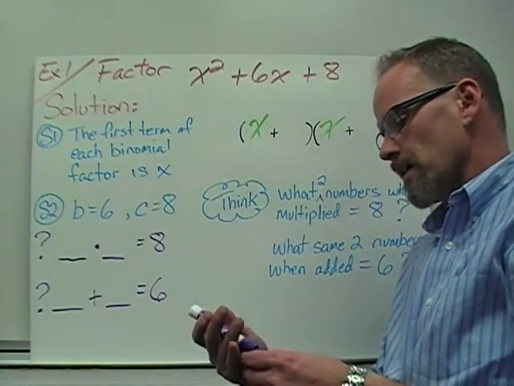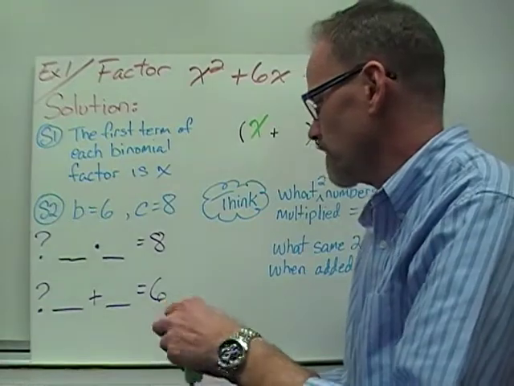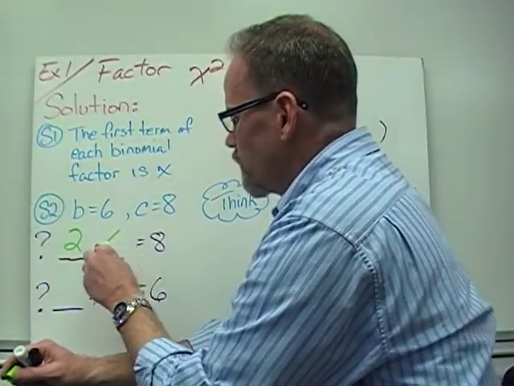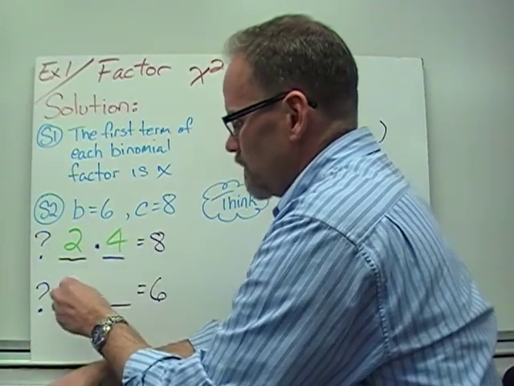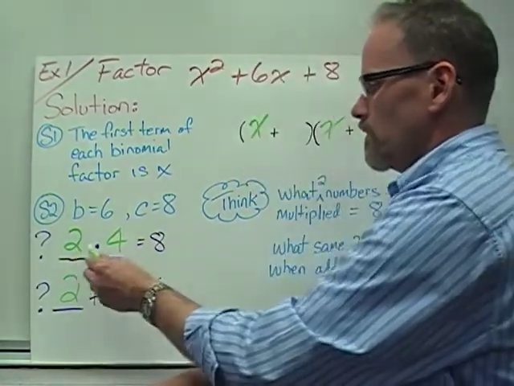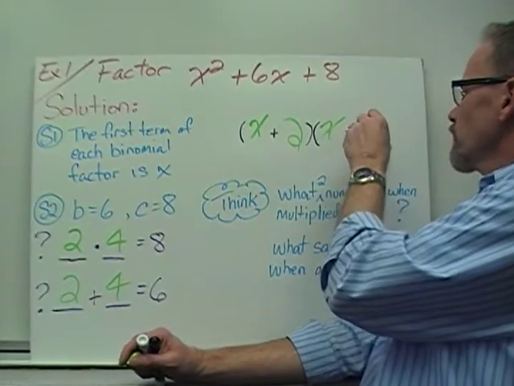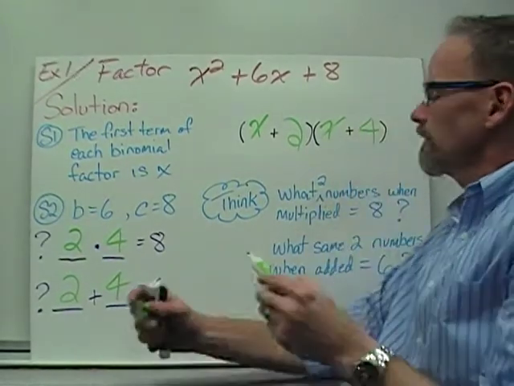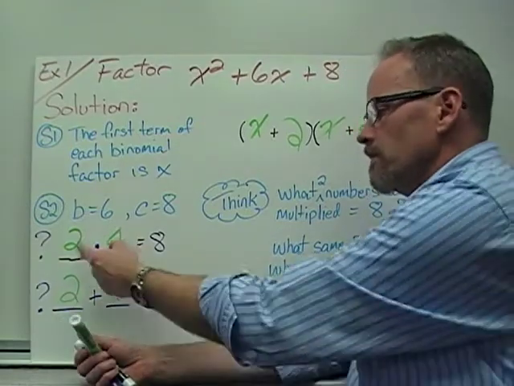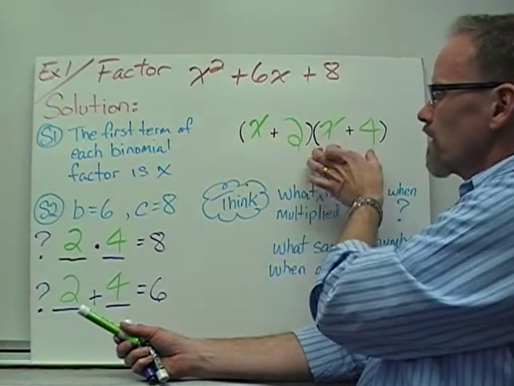So why don't we just try that out? I'm going to try to write left-handed here. So if I have a 2 and a 4, 2 times 4 is 8. So I'll put a 2 in there, and I'll put a 4 right there. I like how 2 plus 4 is 6 and 2 times 4 is 8. So this should work.